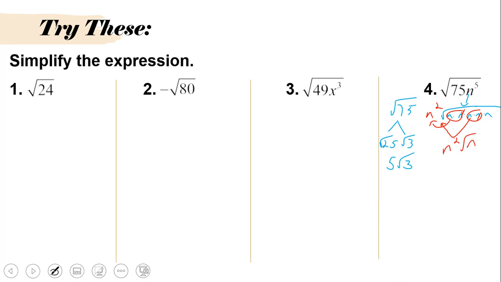So I end up getting n squared, n. So if I combine both of these together, on the outside of my root, I'm going to have 5n squared. And on the inside, I'm going to have 3n. And that would be my final answer. This is easy because this is a perfect square. So this would be 7x root x.